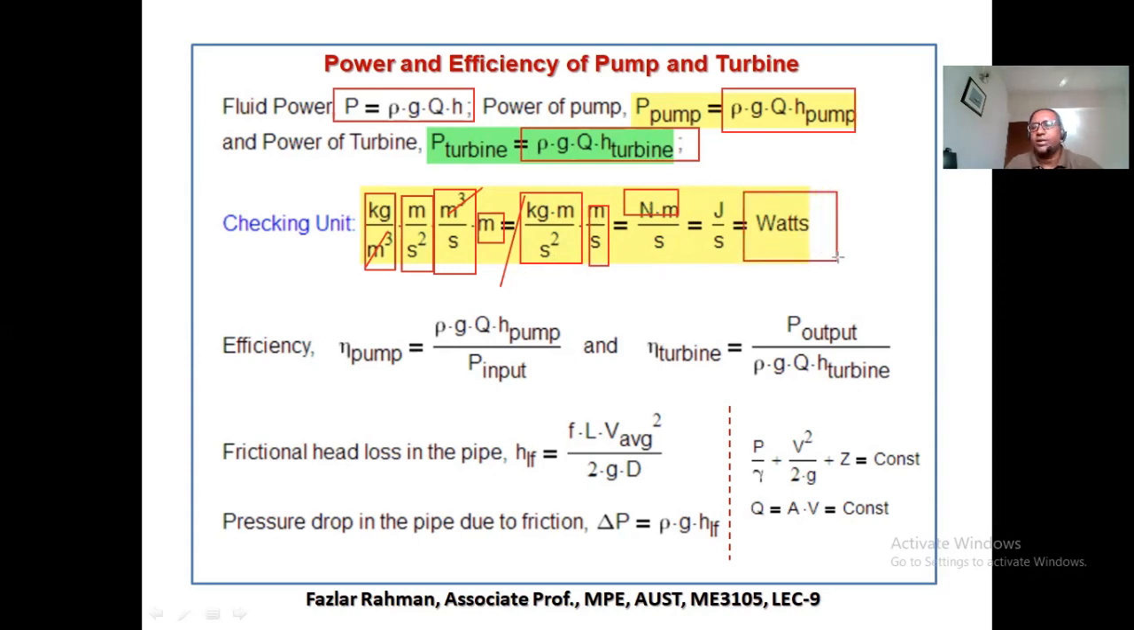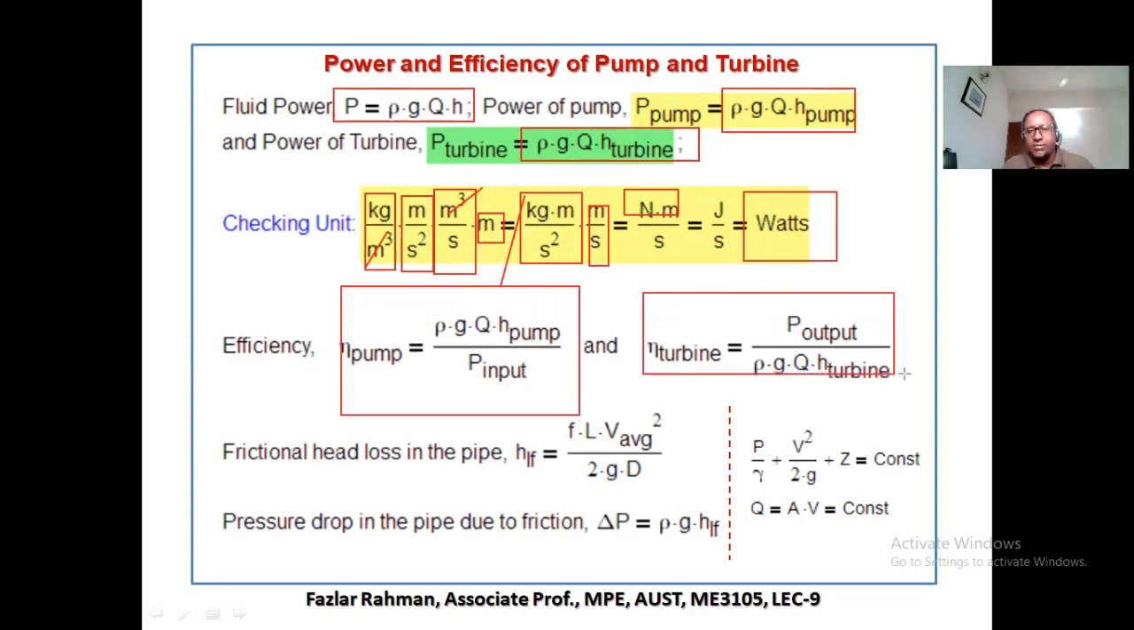Okay. Now how do we figure out the efficiency of the turbine? This is efficiency of the pump, and turbine is this one. Okay. Frictional Darcy-Weisbach equation, HLF equal to F L V average square divided by 2 G D. And any pressure drop, if you know the HLF, you can figure out the pressure drop. Pressure drop equal to rho G into HLF.